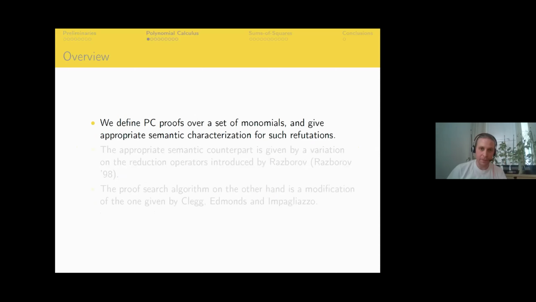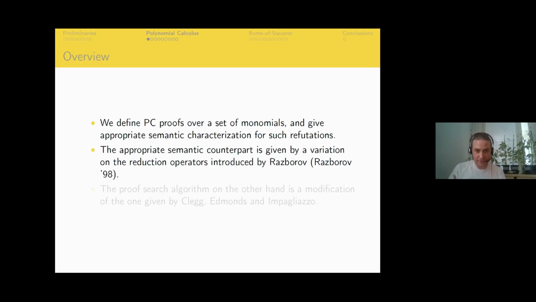So for polynomial calculus, what's the class of proofs that we look at? It's what I call proofs over a set of monomials. So we define next this class of proofs and give the appropriate semantic characterization for such proofs. And this semantic counterpart is a variation of the reduction operators introduced by Razborov, basically the standard tool to prove polynomial calculus lower bounds.